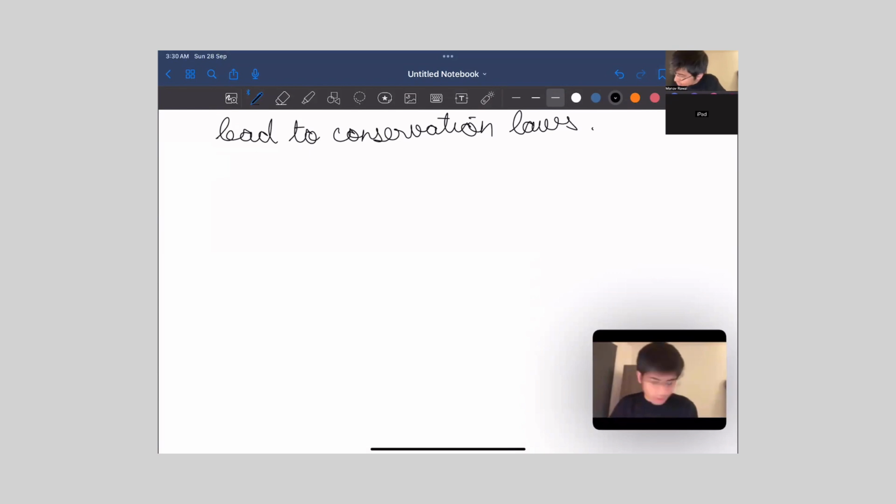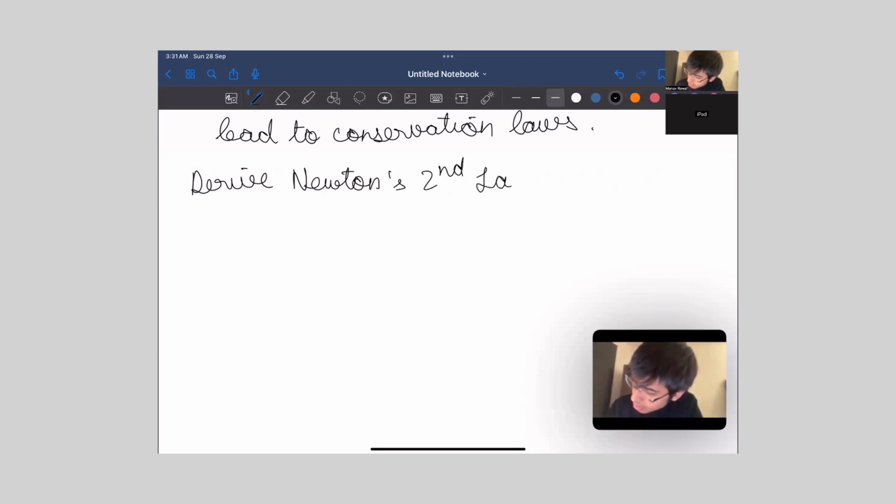But I'll just repeat a few things in the beginning. So let's derive Newton's second law from the action principle.